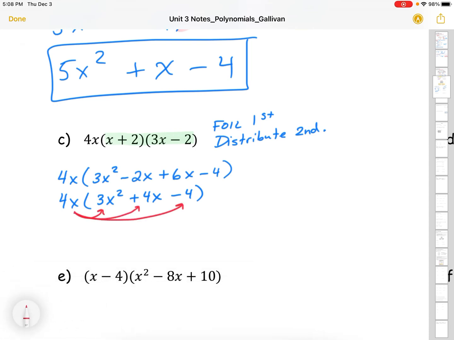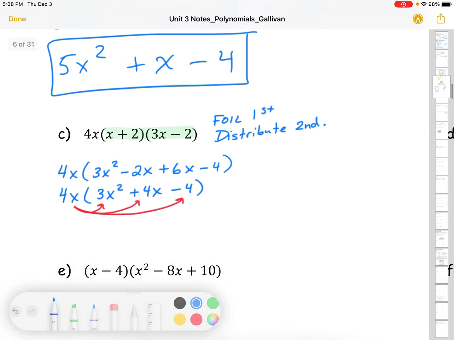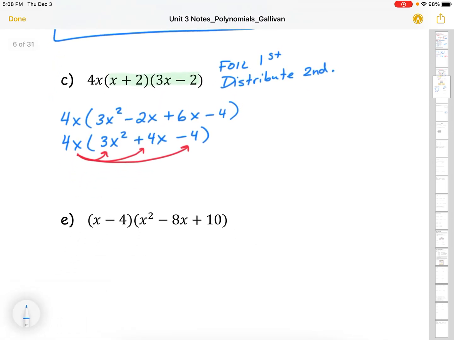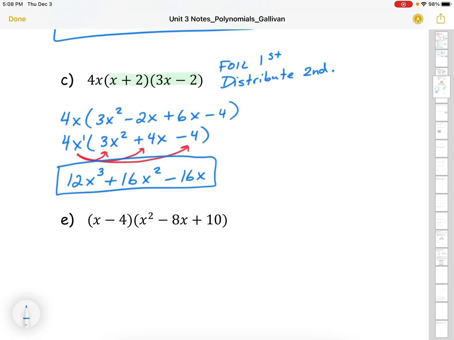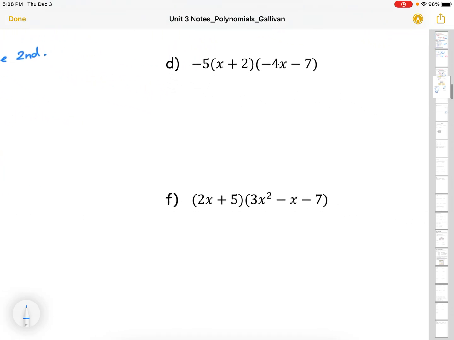Now, you can work left to right if you want to. This is just the way I like to, and you'll get the right answer regardless. So 4x times 3x squared is 12x to the 3. Remember, there's a little invisible 1 there. Plus 4x times 4x is 16x squared. And then minus 4x times negative 4 is negative 16x. Okay? And that's our final answer for that one.